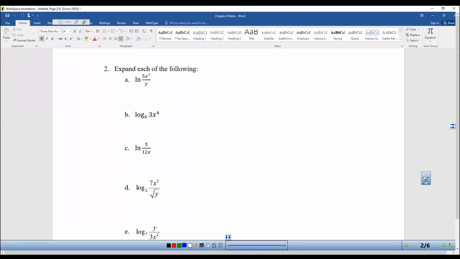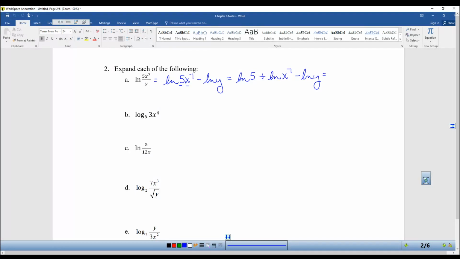All right, but we are going to use these rules to do something your calculator won't do, which is expand with variables. So pretty much it's a two-step process. Your first step is going to be to take care of any multiplication or addition. So I'm going to change this to natural log of 5x to the 7th minus natural log of y. And then I still have multiplication here, so I can change this to natural log of 5 plus natural log of x to the 7th minus natural log of y.